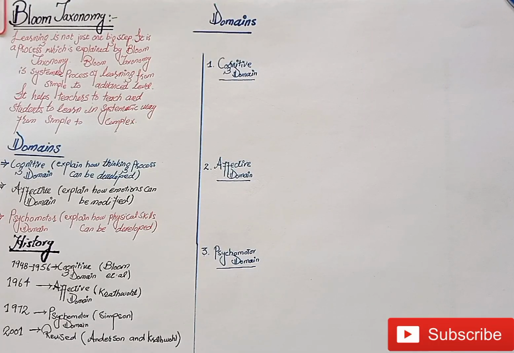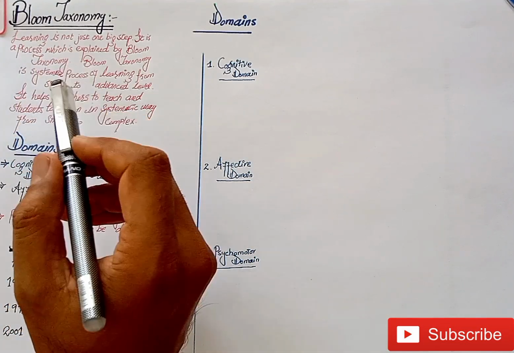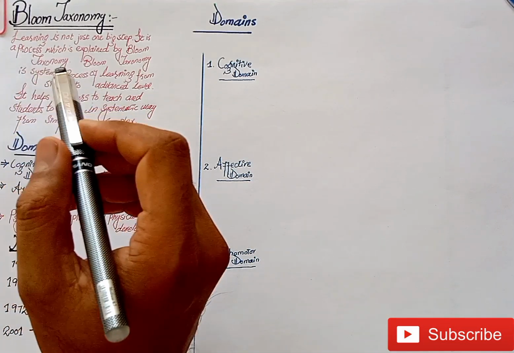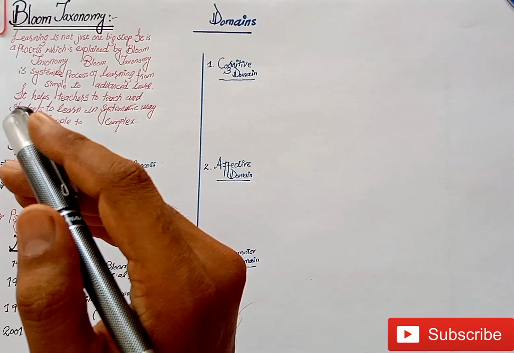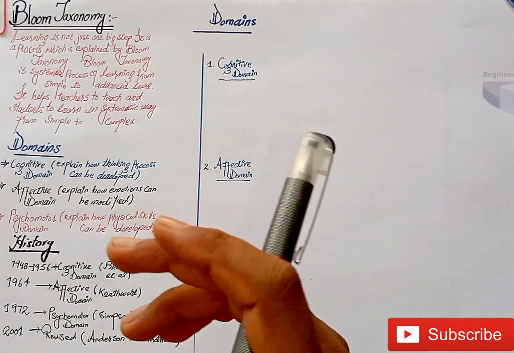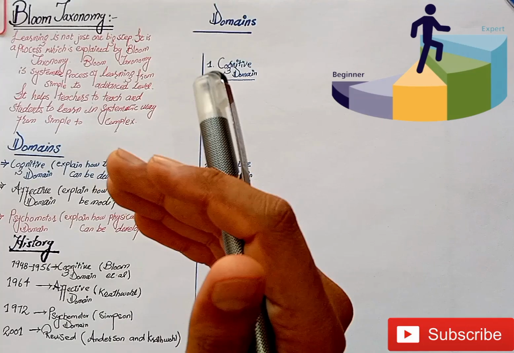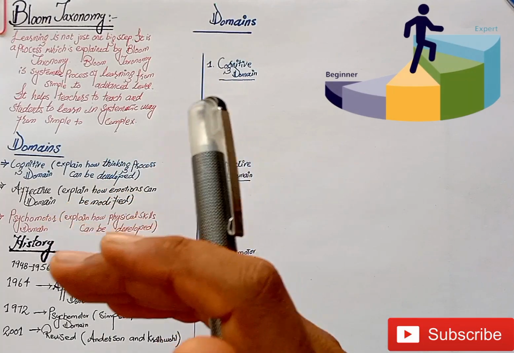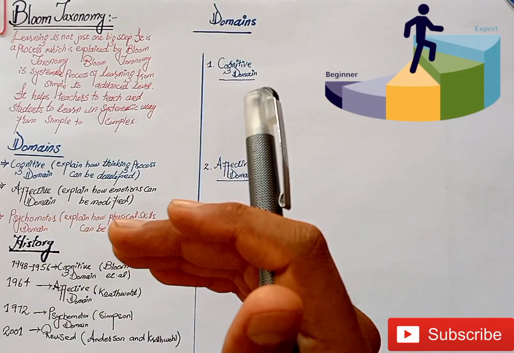Hi, in this video we are going to discuss one of the very important topics in education, which is Bloom Taxonomy. The word taxonomy is a branch of science in which we study or classify organisms. It means we classify or make groups. Learning is not just one big step. It is a process which is explained by Bloom Taxonomy.